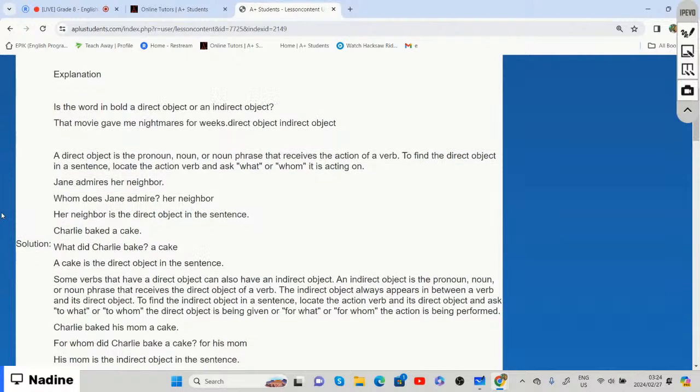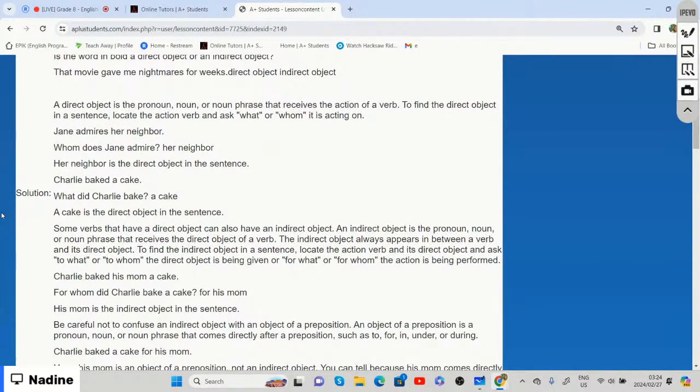And then we have an indirect object, which is also a pronoun, a noun, or noun phrase, but in this case, it receives the direct object of a verb. And the indirect object always appears in between the verb as well as the direct object.